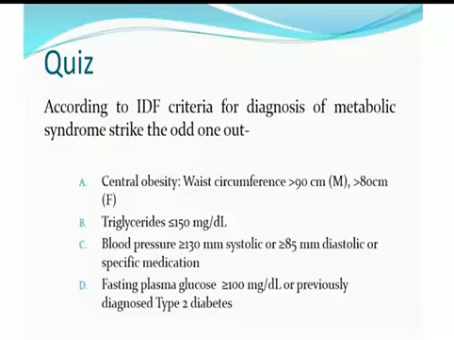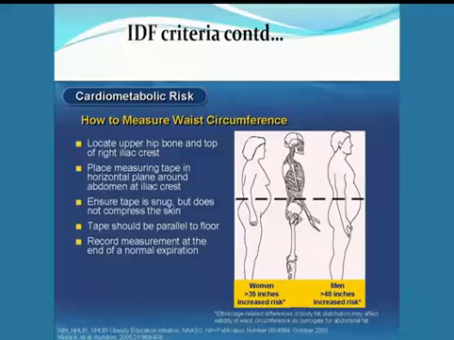So which is the odd one out among these? So triglycerides less than 150. It's not less than 150. It's basically more than 150. So how would you measure waist circumference?